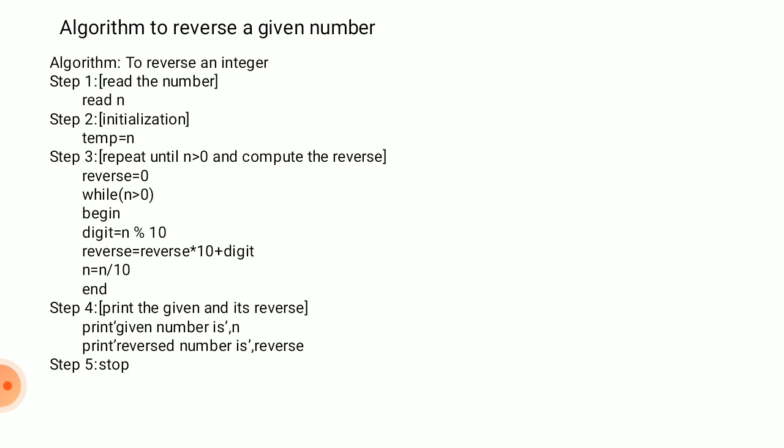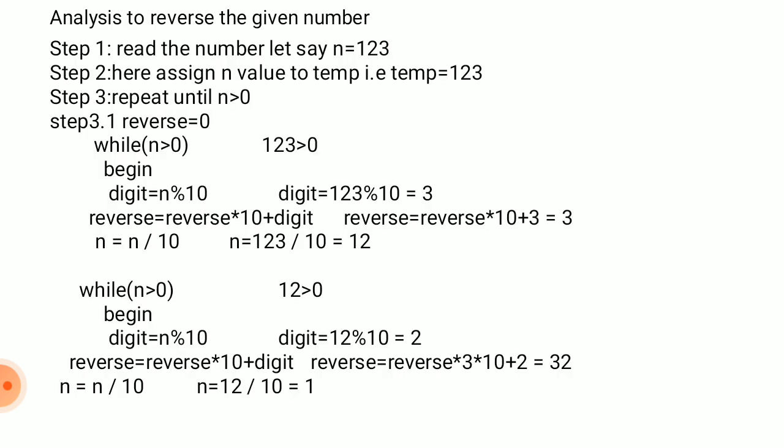Okay, so first see this algorithm. Next, in the next slide, we'll see how the algorithm executes by taking one example. So let's say n is equal to 123, that is the n value, and in the second step we are assigning that 123 to temp. So now temp is equal to 123. In step 3 we are executing the statements, but before that reverse is equal to 0, and the condition should be satisfied while n is greater than 0.